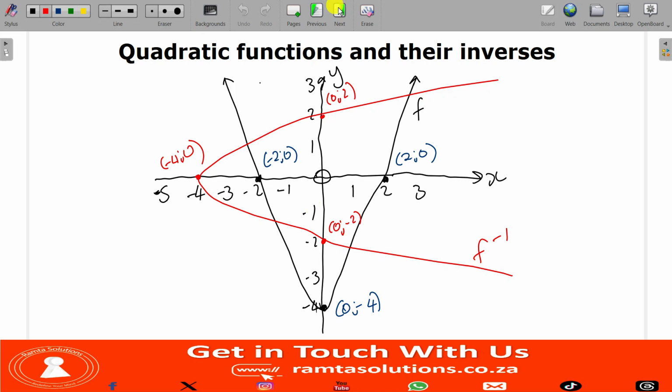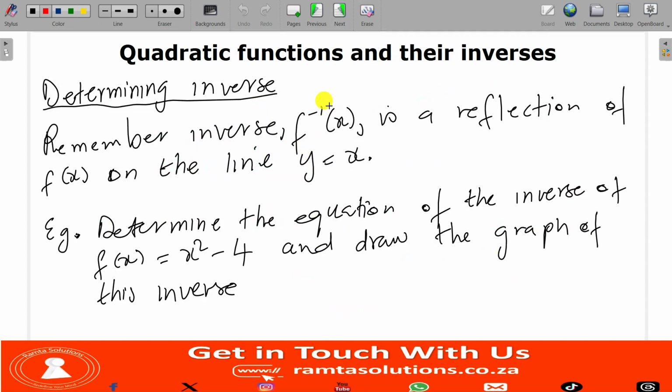So we sketched this graph, right? Now, I had said this inverse is not a function. Remember, for you to determine if your graph or your equation is a function, one x value must correspond to exactly one y value. But if one x value has more than one y value, then that is not a function. Okay, perfect.